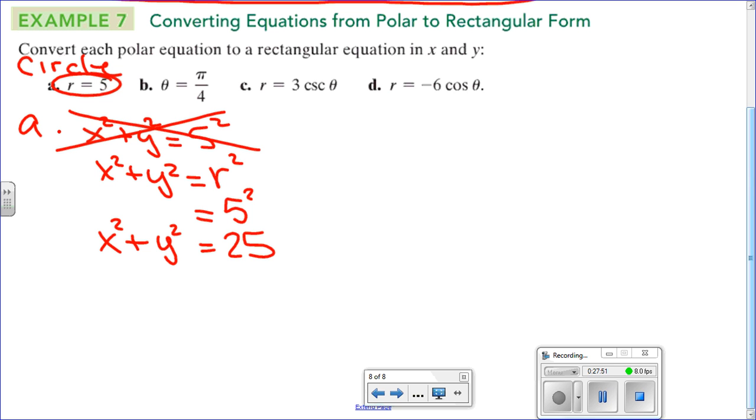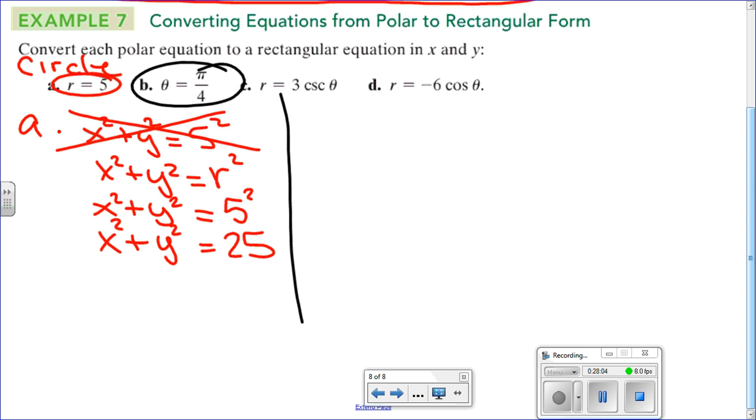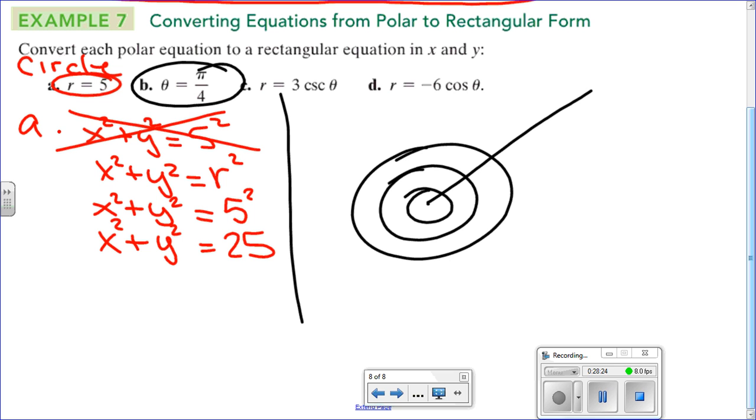And that's it. We don't do anything to the x and y, so you only have the r to substitute, that's all you use. Now the next one, we don't have r, we just have an angle. So think about it. What would it look like if you just plot points for that angle? It's a line, yes. And it doesn't matter if r is positive or negative, it will all be like that or that. Okay? So then we're going to get a line. And it's a very famous line.